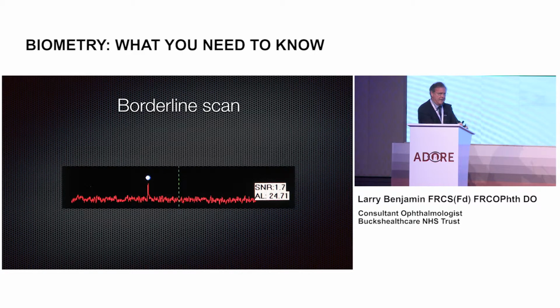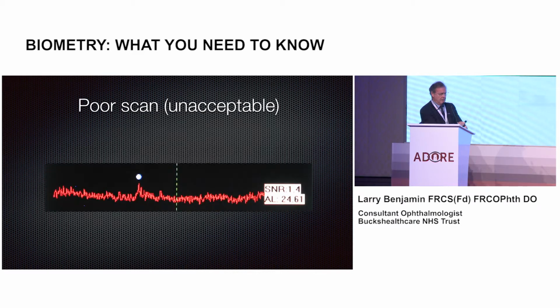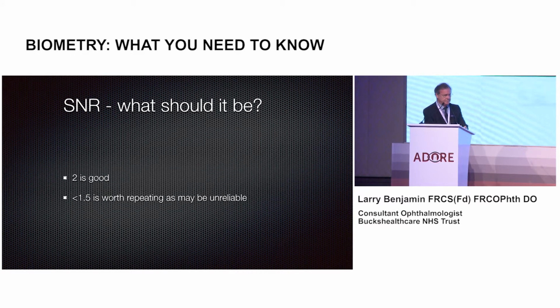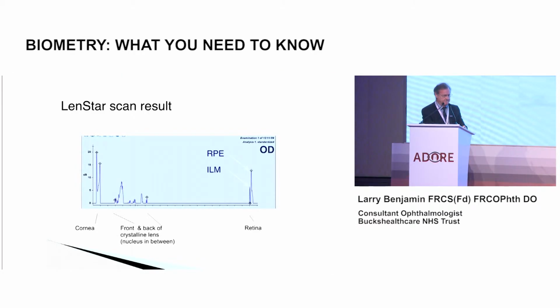Here's a borderline scan where the signal-to-noise ratio is 1.7, and it looks pretty obvious, but once you're getting below 2, you want to start thinking about rescanning. And here, you can't really tell what's noise and what's retina. That's a really poor scan with a signal-to-noise ratio of 1.4. You really can't rely on that to get an accurate A-scan measurement. So above 2 is good. Less than 1.5, you've got to distrust it and start again, really.